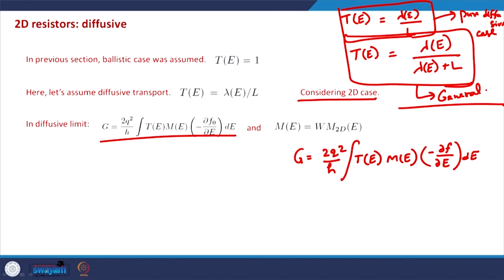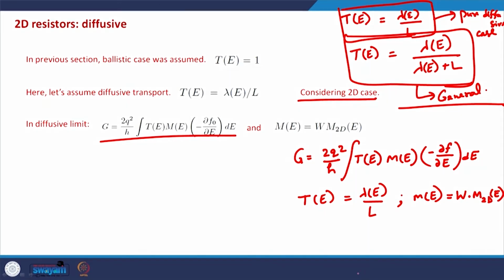So in the case of pure diffusive transport, in that case this Te is equal to lambda E by L, and generally this number of modes can be written as W times the number of modes per unit width, m2dE. So that is how we can generally write the number of modes.